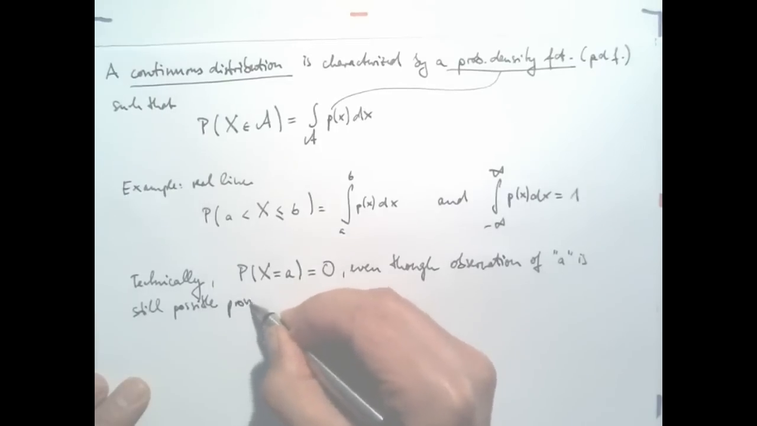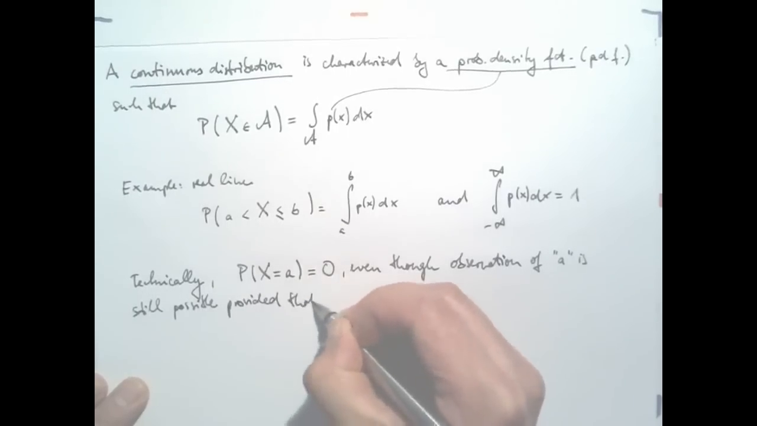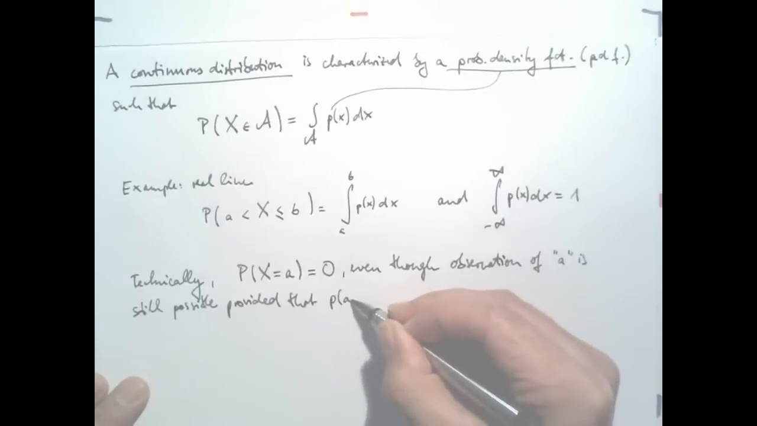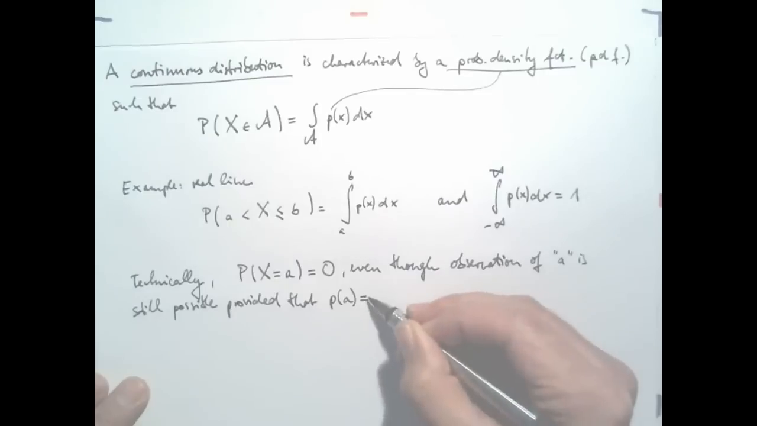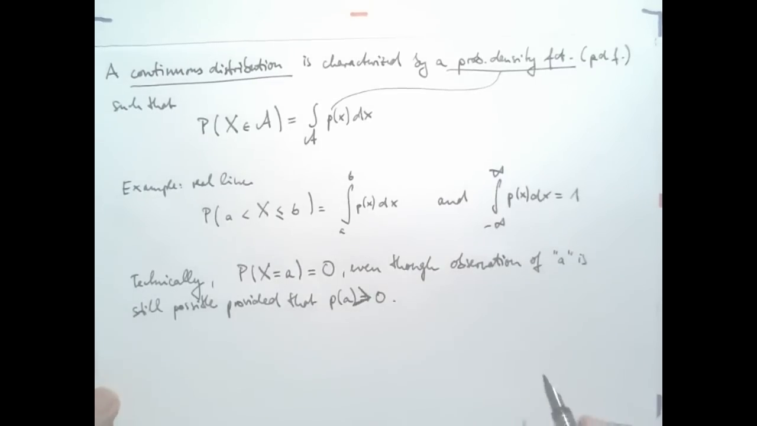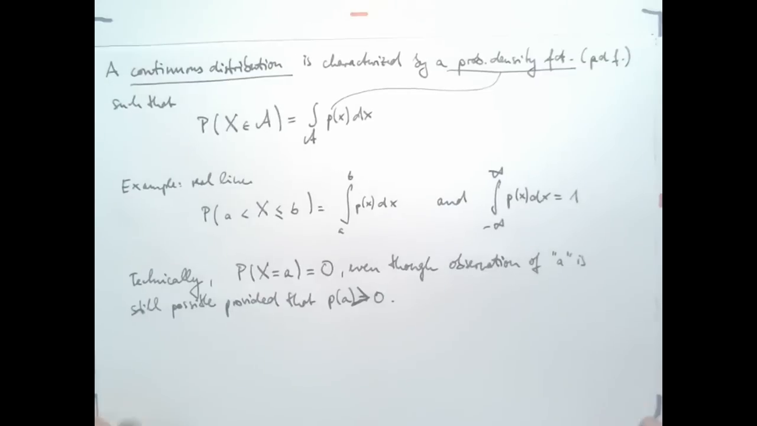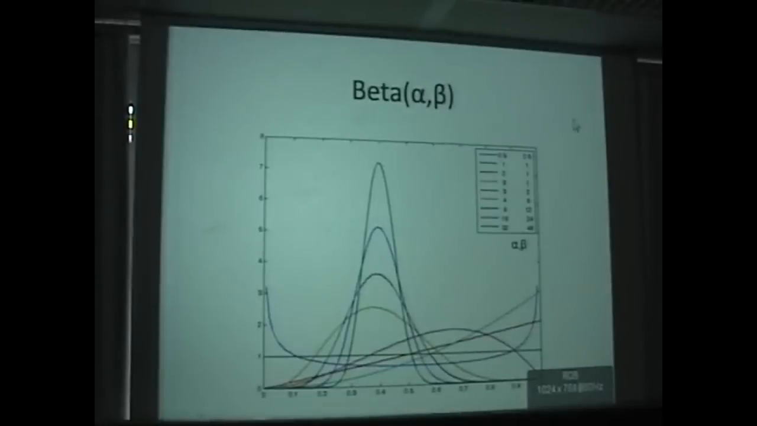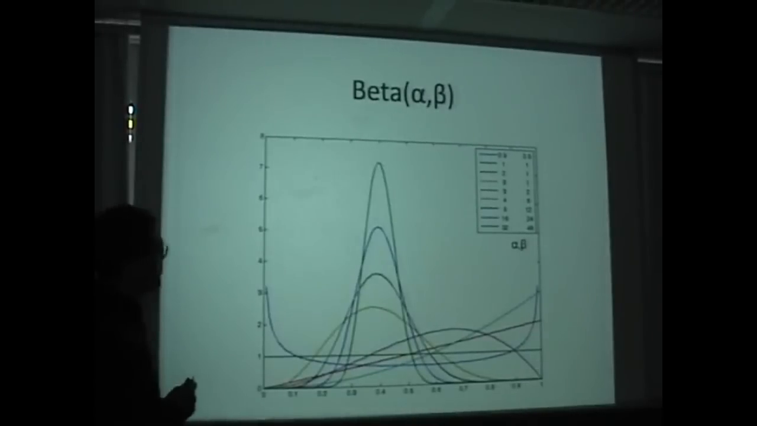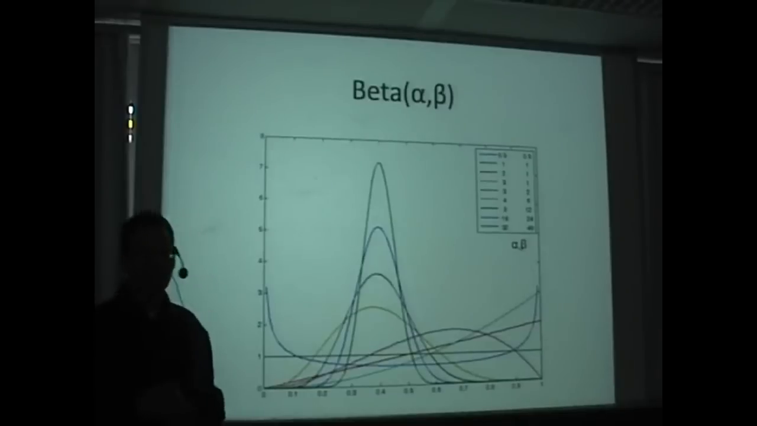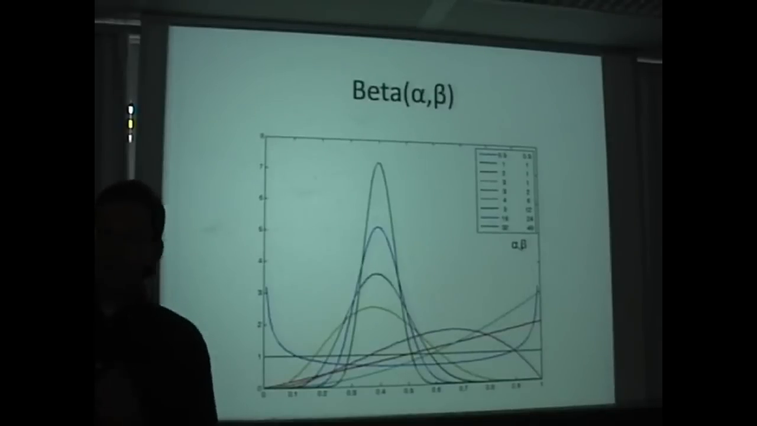It's still possible provided that the probability density function at that point is larger than 0. Okay, let me show you some examples of continuous distributions. Closely related to the binomial is the beta distribution. They are related in Bayesian inference.